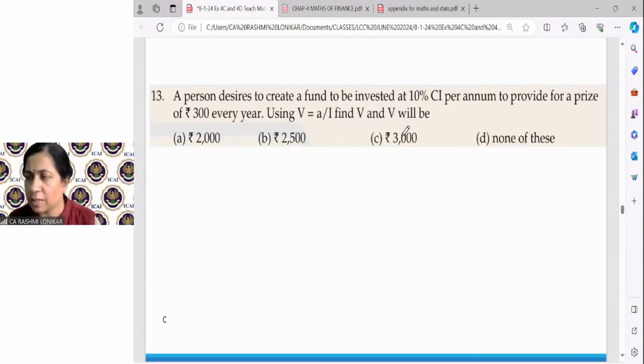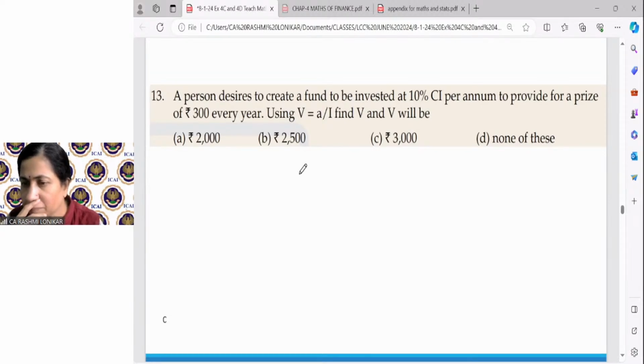Now let us see the 13th sum. I'm trying to solve as many unsolved sums as there are, because the solved examples you can always refer to. I will be taking them also. But these are the sums where sometimes you get stuck and there's nobody to help you. So I'm trying to solve as many unsolved questions as possible.